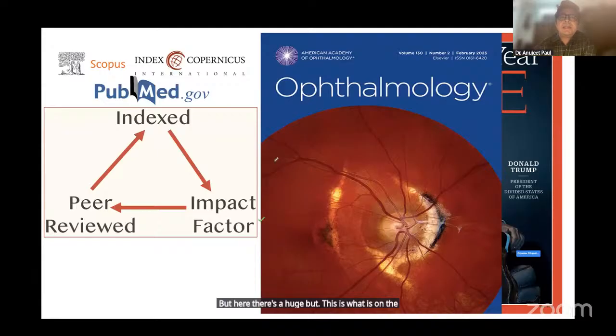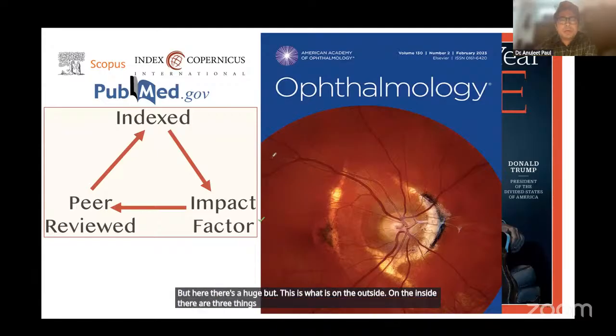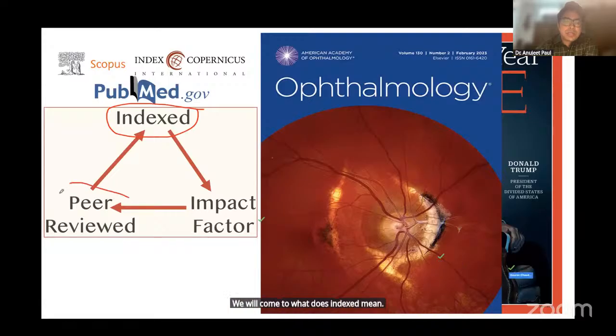On the inside, there are three things that you must know about a journal. Number one is whether the journal is indexed or not. We will come to what indexed means. Number two, whether the journal is peer reviewed or not. And number three, what is the impact factor of the journal?